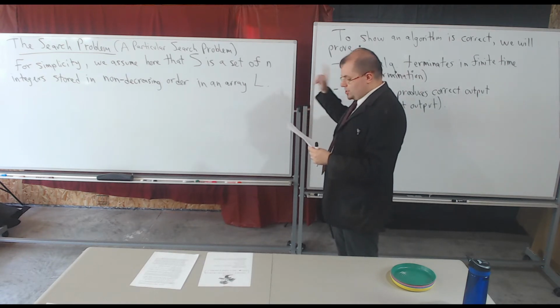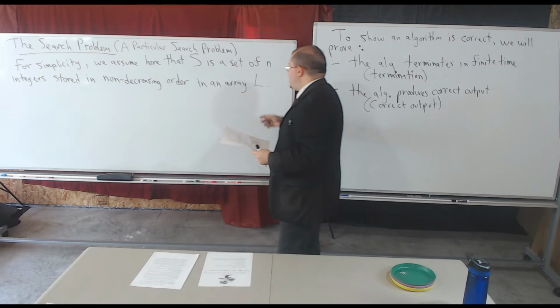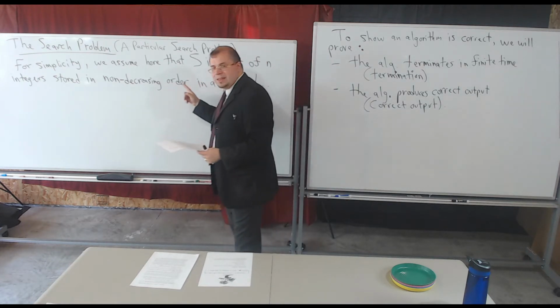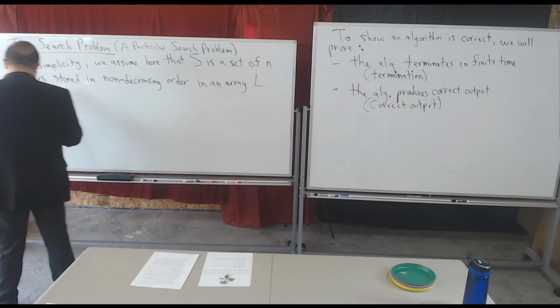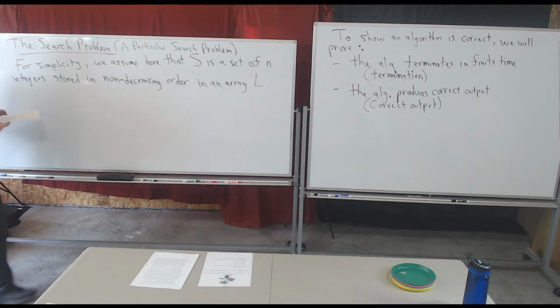So I want to do the following. I want to find X. I want to find the position of X because L is an array, right? And L has positions in it. By convention, I'm just going to assume that -1 means that it's not in L.